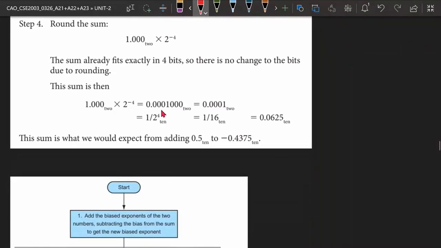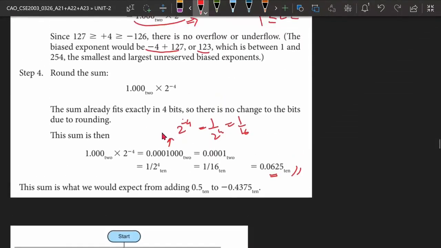Then the final representation can be expressed in decimal. If we want to convert it, it can be converted into decimal. After converting into decimal, the result comes out as 2 to the power -4, or 1 by 2 to the power 4, or 1 by 16. So 1 by 16 is equal to this one. So this is the decimal representation.